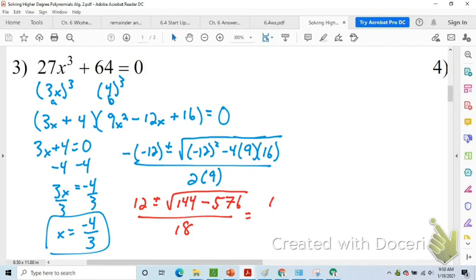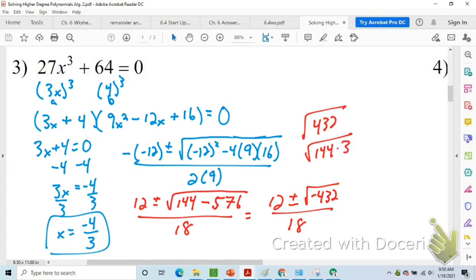Okay. So this is 12 plus or minus square root of, and 144 minus 576 is negative 432. This is all over 18. Now I know that 432 can be divisible by something, so we're going to try and break it down. I'm doing some work on my calculator right now. So 432 divided by 144 is 3. So 432 is the same thing as 144 times 3. Now since it's negative, I'm going to throw a negative 1 in here as well because we have to work with i's on this one.